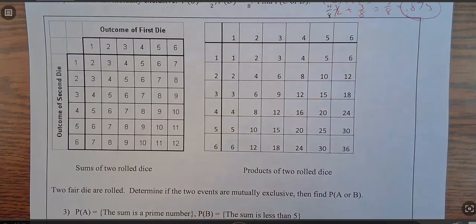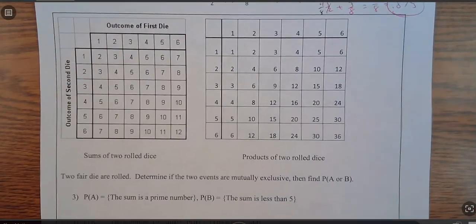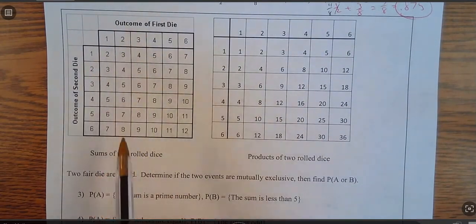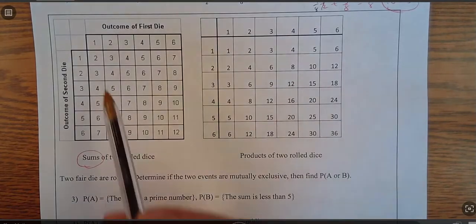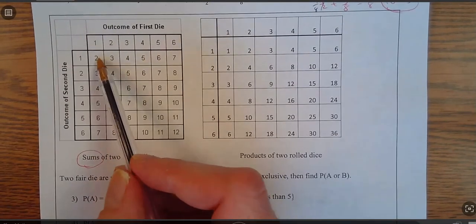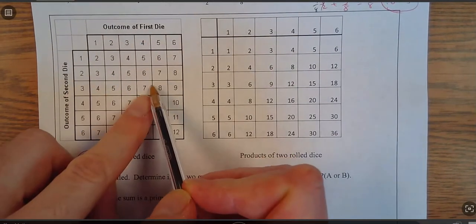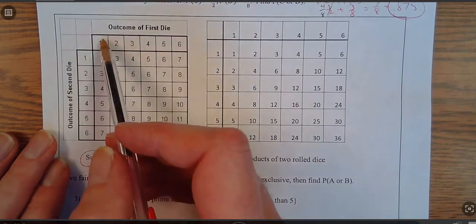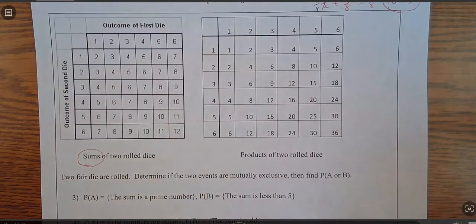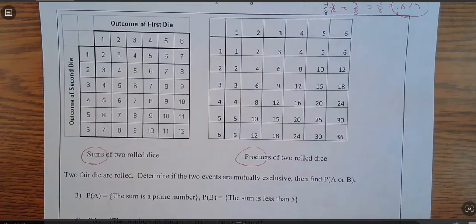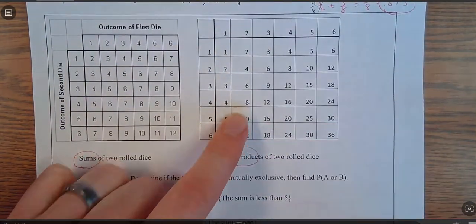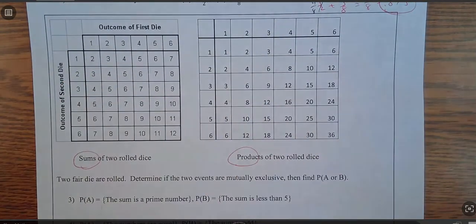Okay, so some real applications here. These are just the outcomes. So if I roll 2 dice, these are the sums of what can come out. So if I roll a 1 and a 1, the sum is 2. If I roll a 4 and a 3, the sum is 7. So these are all the possible, first dice, second dice, these are all what could happen. So it's 36 things that could happen. Whereas over here are the products. So if I rolled a 4 and a 2, the product's 8. Okay, so I'm going to use this to answer my questions.